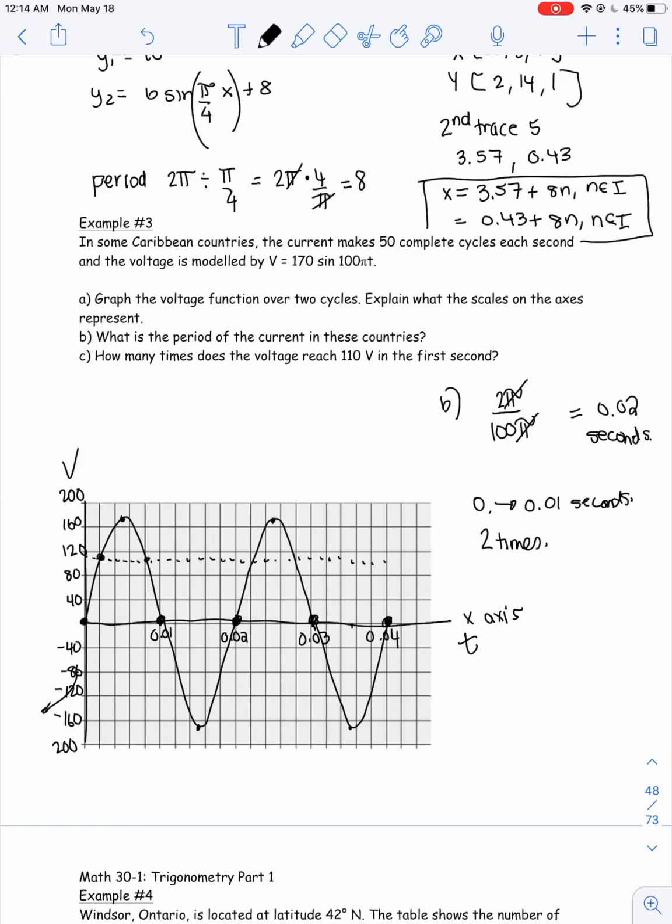Now, we can use our scale to figure out: it says that there are going to be 50 complete cycles per second. So 50 cycles per second. Now, we know that we're multiplying it by 2, and that's going to occur 100 times then.